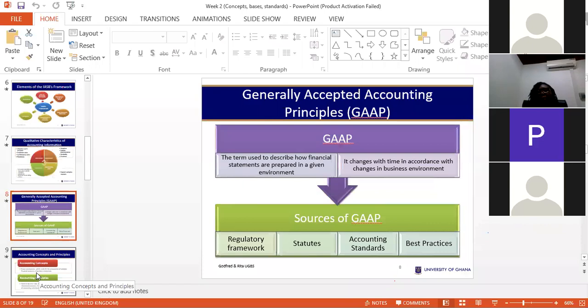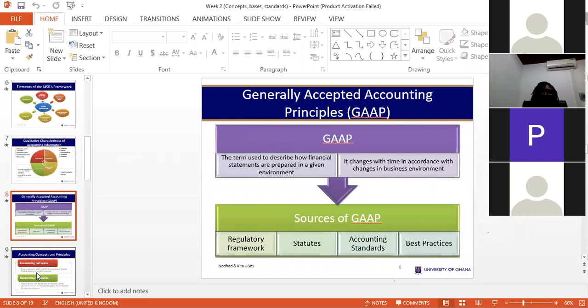So we go on to the generally accepted accounting principles, otherwise known as GAAP. Now, I told you that there are a lot of terminologies we would have to appreciate, get to understand and get to know for purposes of multiple choice, for purposes of filling the gaps. All these are very relevant, so get to know them and understand them.